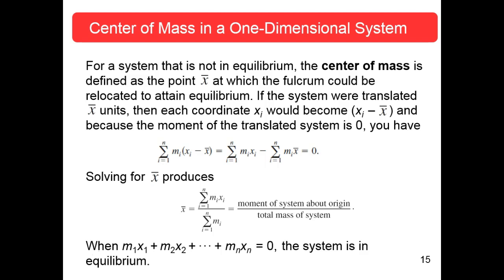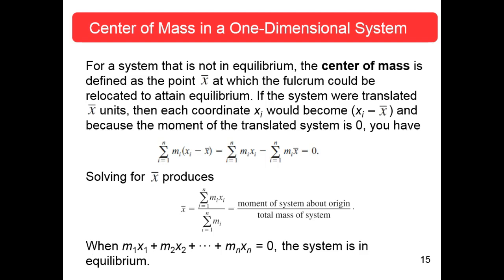But notice here, you can break this down because this is just a simple difference. It's m sub i x sub i minus m sub i x bar. Now, if you solve for this x bar, that means add this to the other side and then divide by the sum of your m sub i's. So you get this expression here. This is how you find that center of mass.